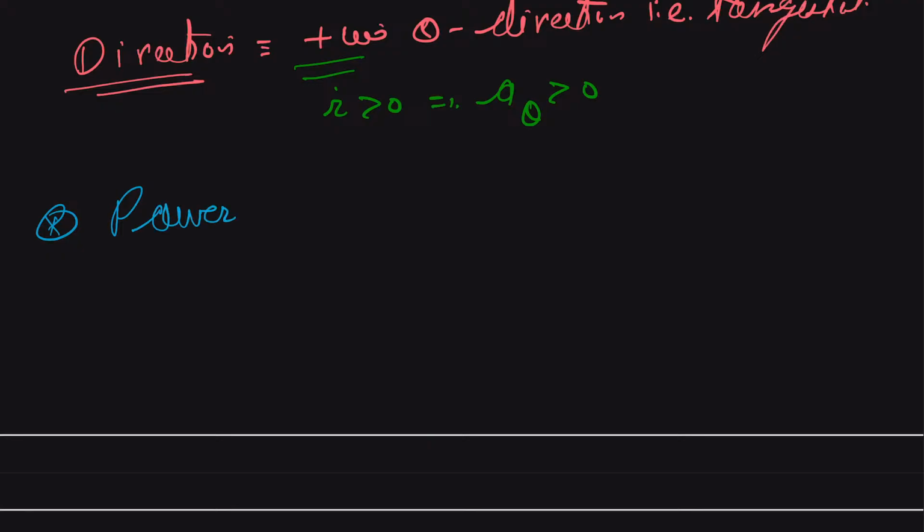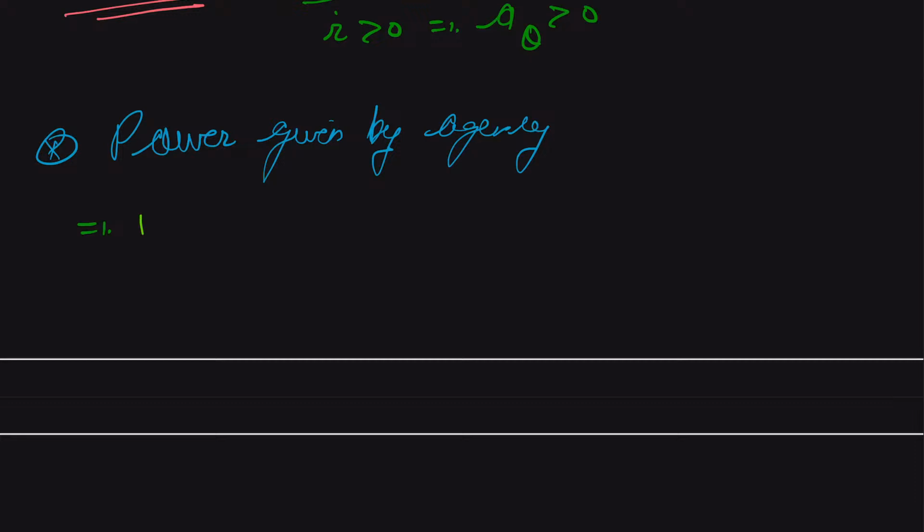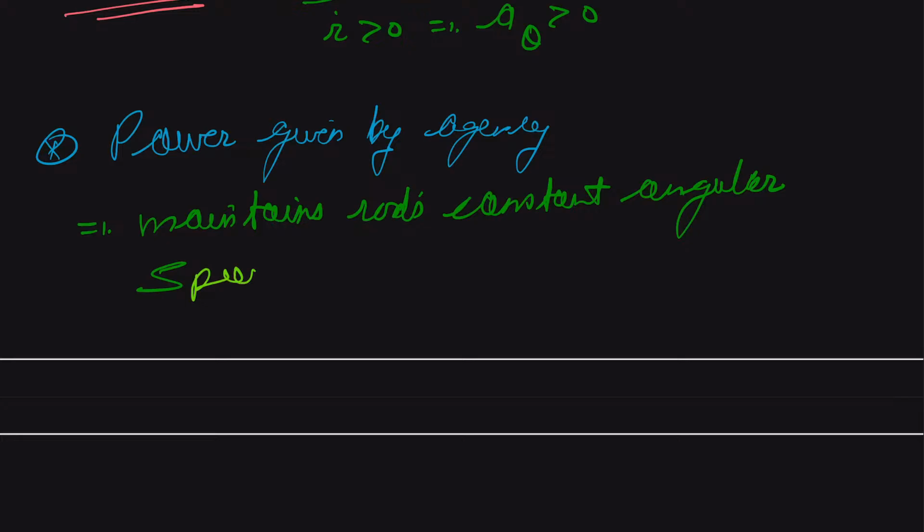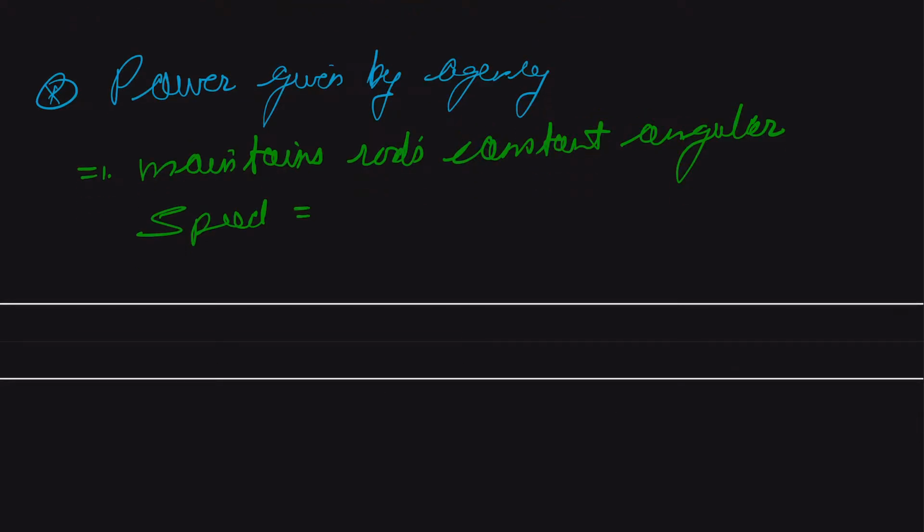You can say the power given by the agency maintains the rod's constant angular velocity, or the rod's constant angular speed, and which will be equal to the torque it supplies times omega.